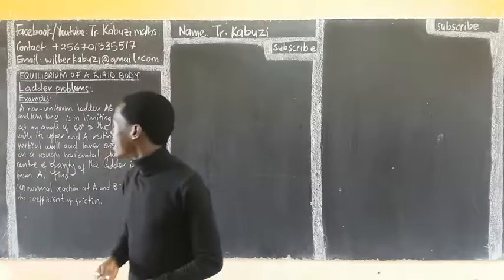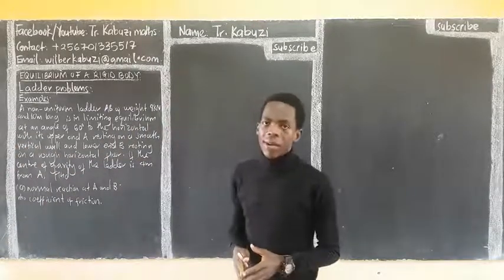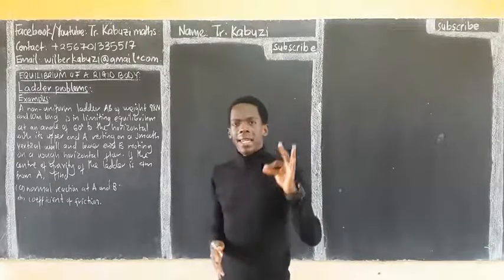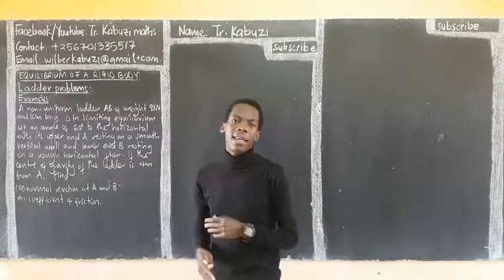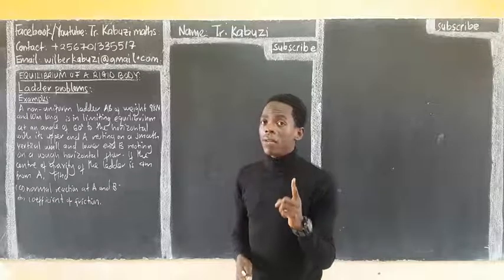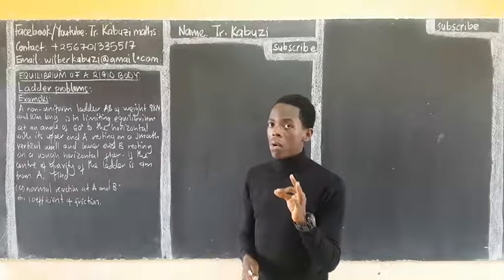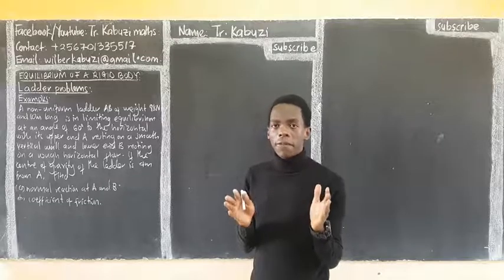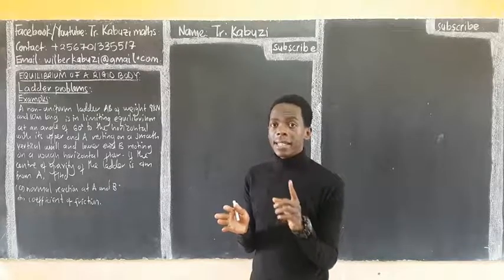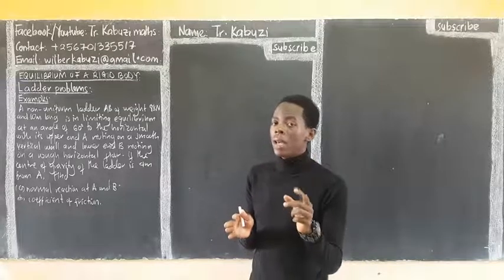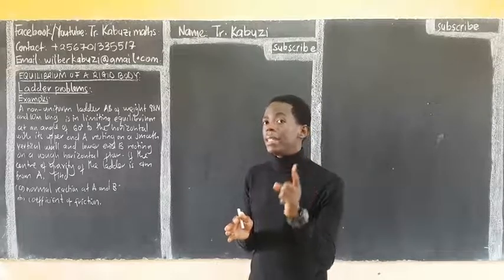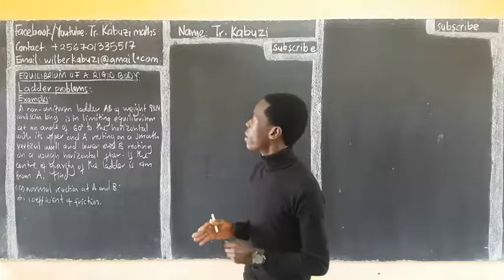Okay, let us see now a non-uniform rod or ladder. When you hear non-uniform ladder, it means that the weight, or the center of gravity, is not acting in the middle of that ladder or rod. So always, if we have a uniform rod, it means that the center of gravity and the weight are acting in the middle. If it's not uniform, then it's not acting in the middle.